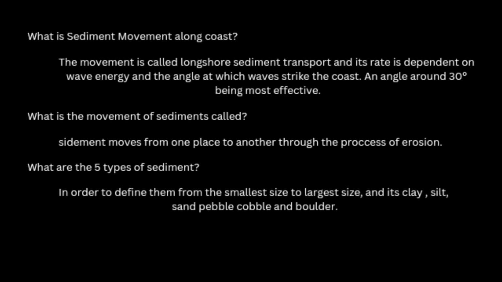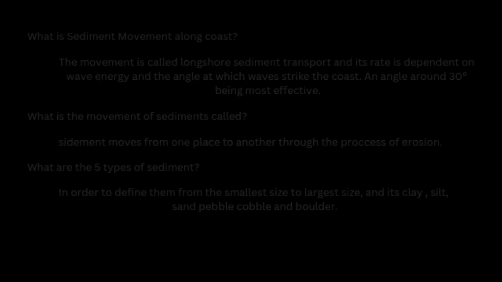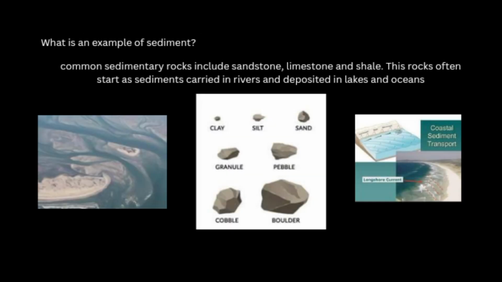What are five types of sediment? From the smallest size to the largest size, they are clay, silt, sand, pebble, cobble, and boulder. What is an example of sediment? Common sedimentary rocks include sandstone, limestone, and shale. These rocks often start as sediments carried in rivers and deposited in lakes and oceans.